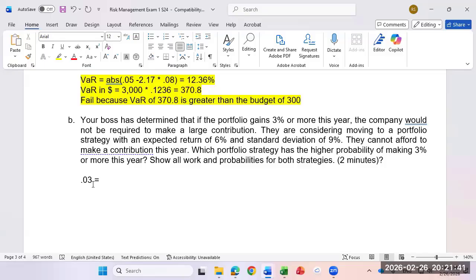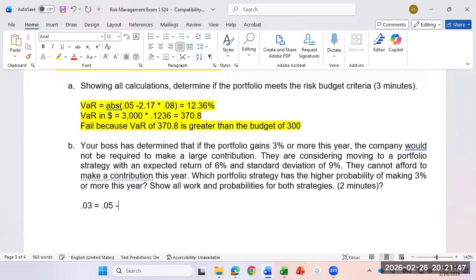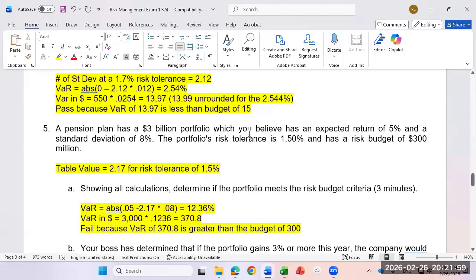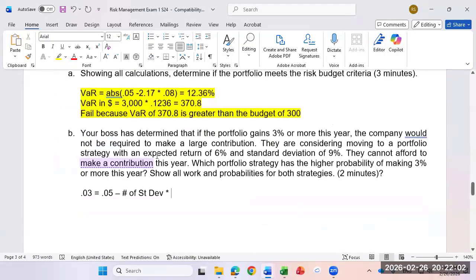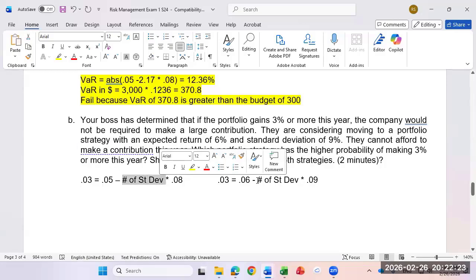So here, the positive or negative actually makes a difference. On the previous question, our mean was 0.05 minus the number of standard deviations, which is actually what we're figuring out. Your standard deviation on this first question was 8%. All right, that's the first portfolio. The second one says 0.03 equals 0.06 minus number of standard deviations times 0.09. And what you're doing is figuring out the number of standard deviations and finding that in the table.